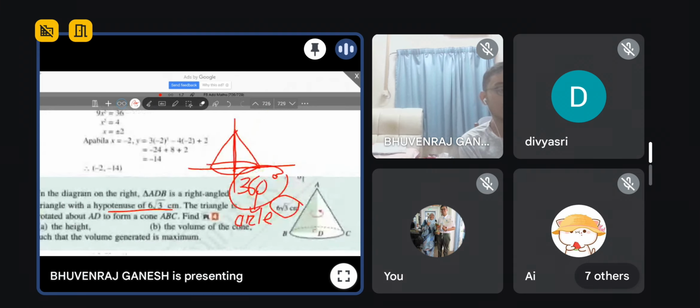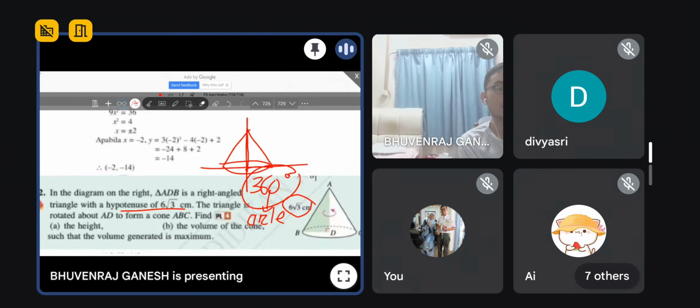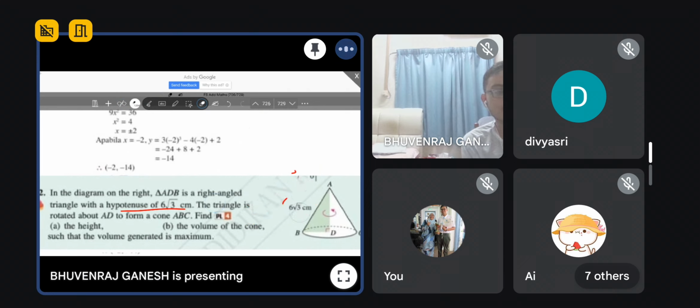Alright. Now they ask you to find the height of the cone. Cari tinggi cone. So how do I find the height of the cone from this question? Very little information, but how can I get it? What is our first step? Whenever you see a right angle triangle, guys, what is the first thing that comes to mind? Very good. Always form your Pythagoras equation. Very important. It can help you a lot.